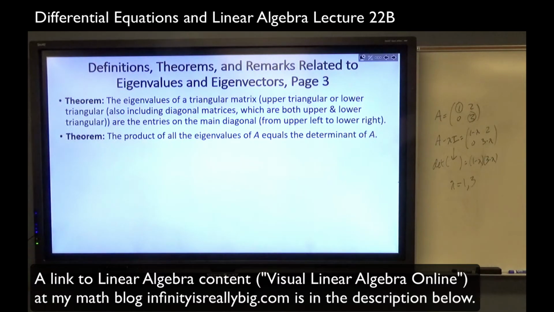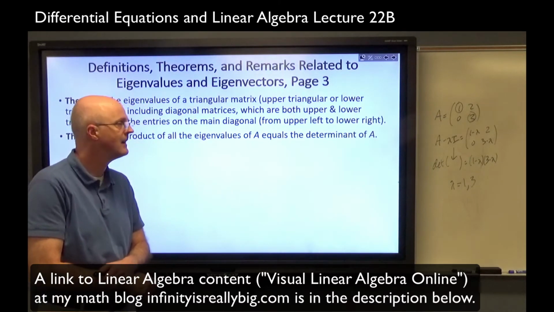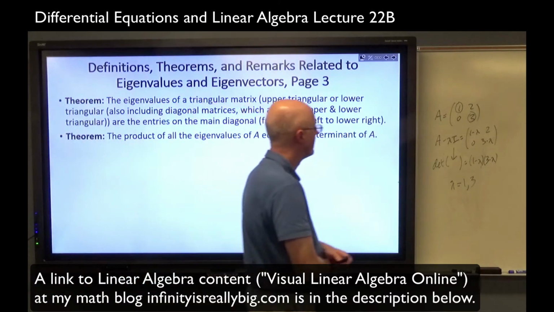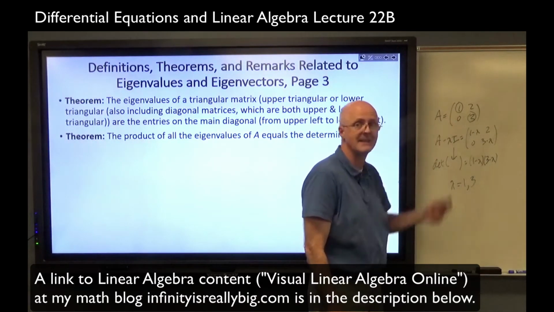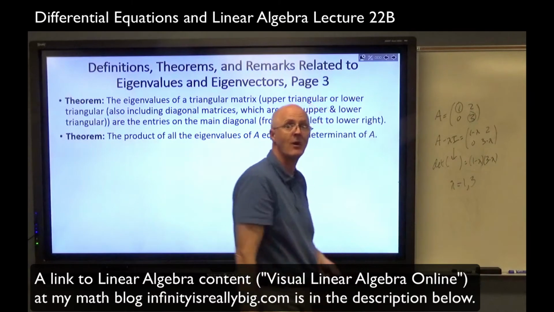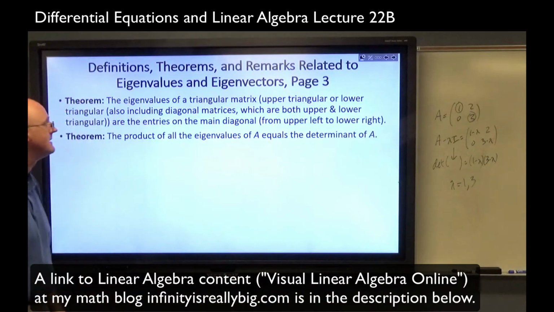Another theorem: the product of all the eigenvalues of A equals the determinant of A. Huh, interesting. The product of those two eigenvalues, 1 times 3, is 3. That's the same as the determinant of A itself. And it works no matter what. It even works for non-triangular matrices. You might want to check that with some examples. I could prove this, but go ahead and check it with some examples. The product of all the eigenvalues of A is the determinant of A.